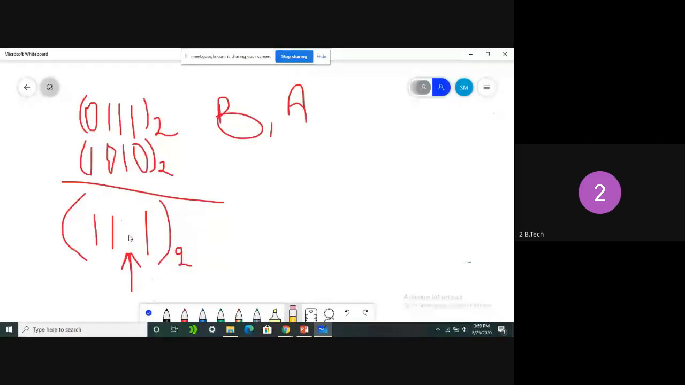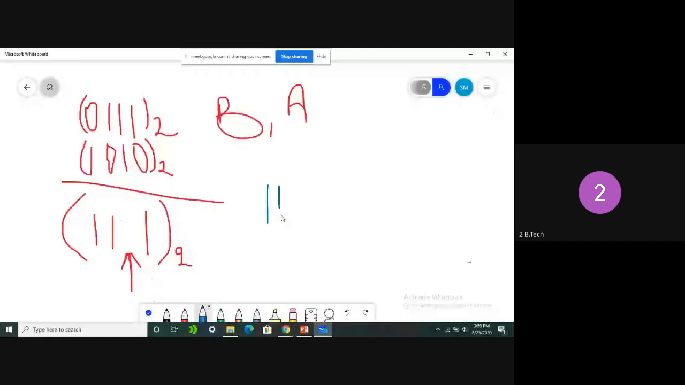How can we get 2 here? We are representing binary values. Students, did you get my point? Yes, sir. So what is the representation for 2? How can we represent 2? 2 is 1 0. Very good.